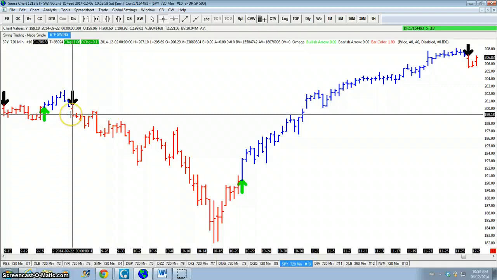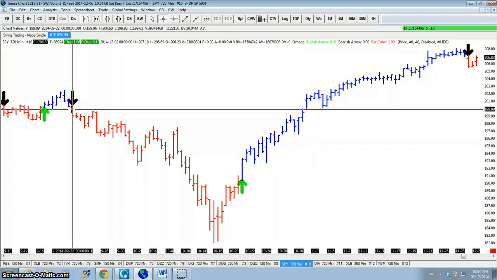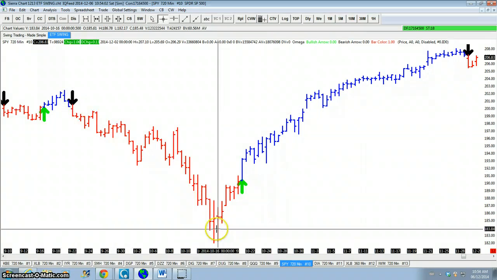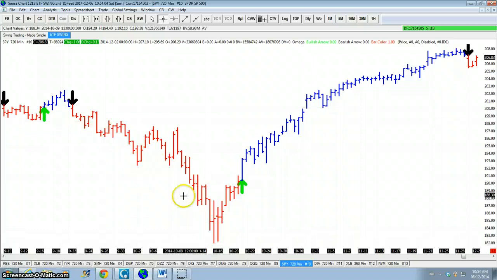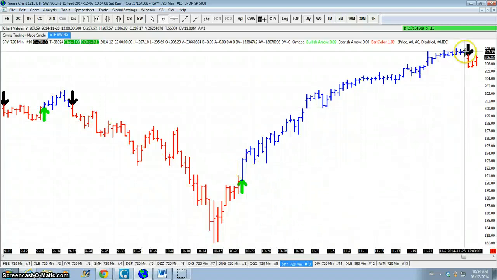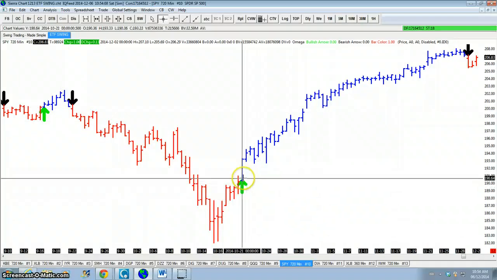Whereas if you do buy and hold, what happens is, suppose you bought here, you don't make money at all in this cycle. You only make money here. So you see, this is where they trap you.